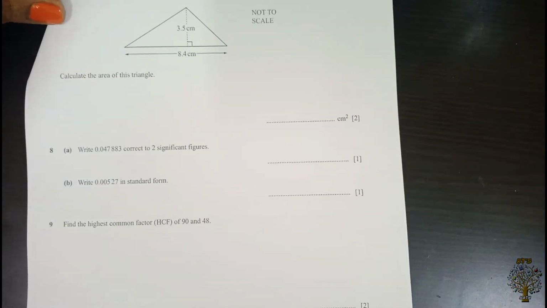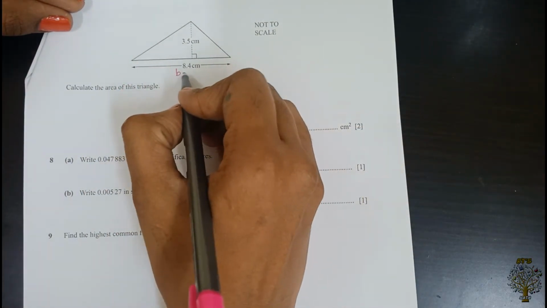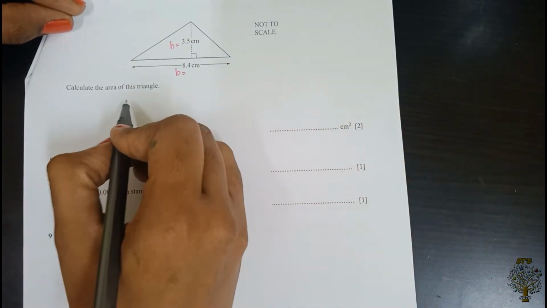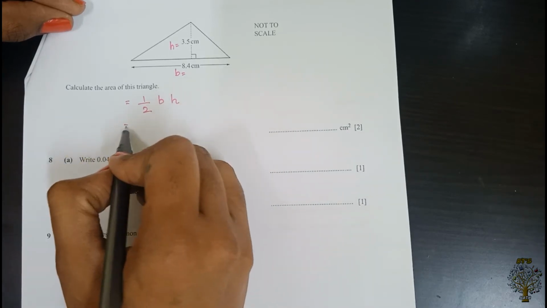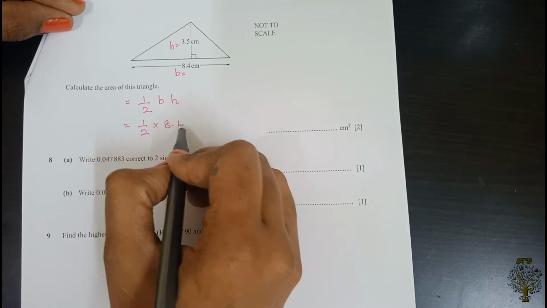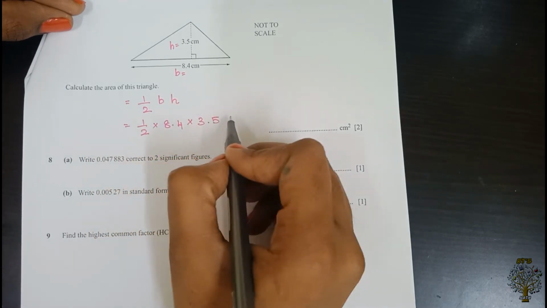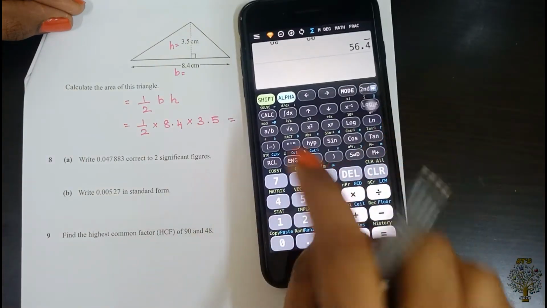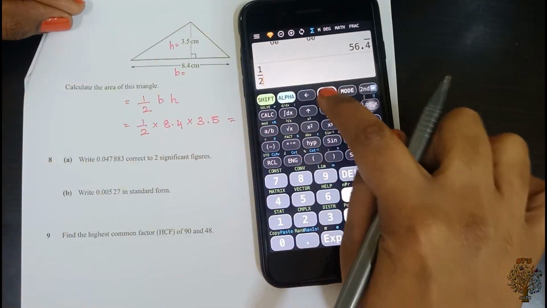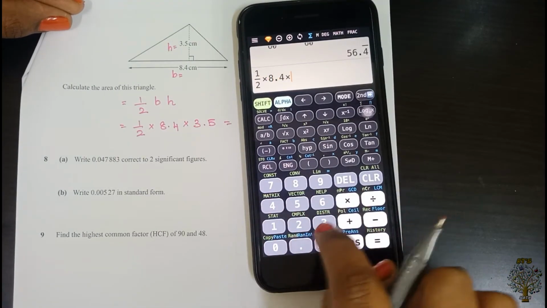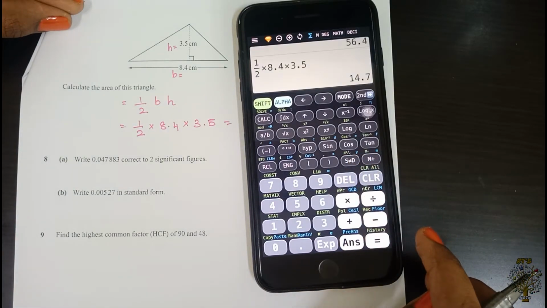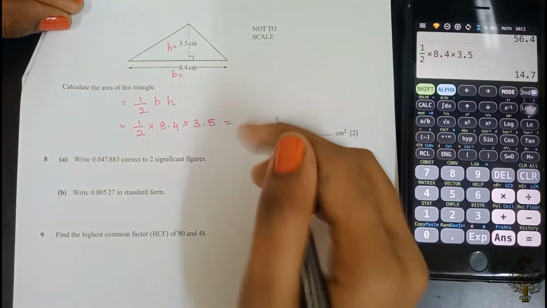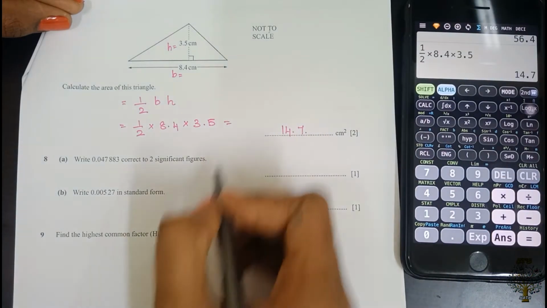Continuing with the next, we have the seventh problem here. You have a diagram. It's a triangle whose base is 8.4, height is 3.5. Area of the triangle is given by the formula half multiplied by base multiplied by height. So half multiplied by 8.4 multiplied by 3.5. Directly we can take our calculator and go for the fraction. 1 divided by 2 multiplied by 8.4 multiplied by 3.5. I'm writing the answer in decimals. That gives us 14.7 centimeter square, which is our area.